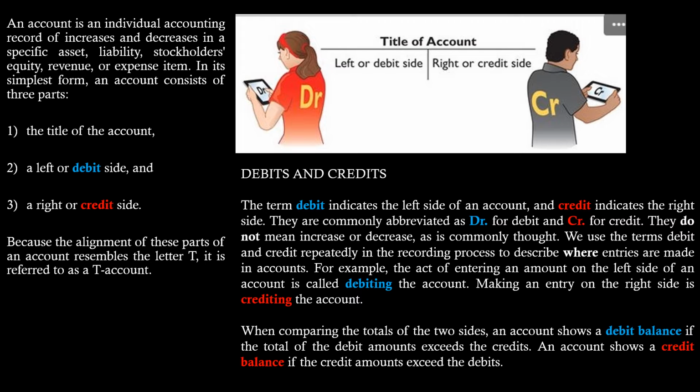So, for example, the act of entering an amount on the left side of an account is called debiting the account, and making an entry on the right side is crediting the account. When comparing the total of the two sides, an account shows a debit balance if the total of the debit amounts exceeds the credit. An account shows a credit balance if the credit amount exceeds the debit.